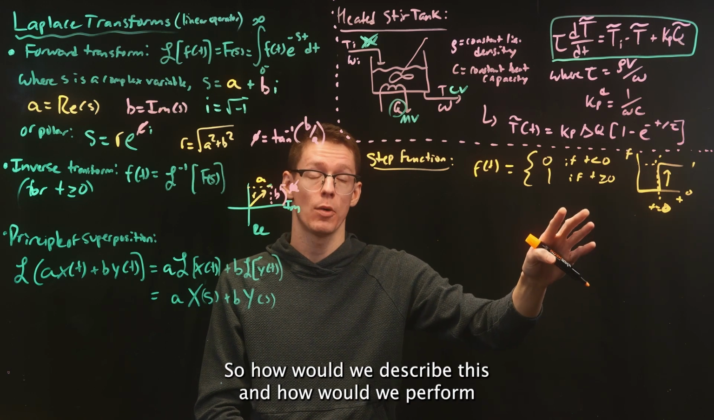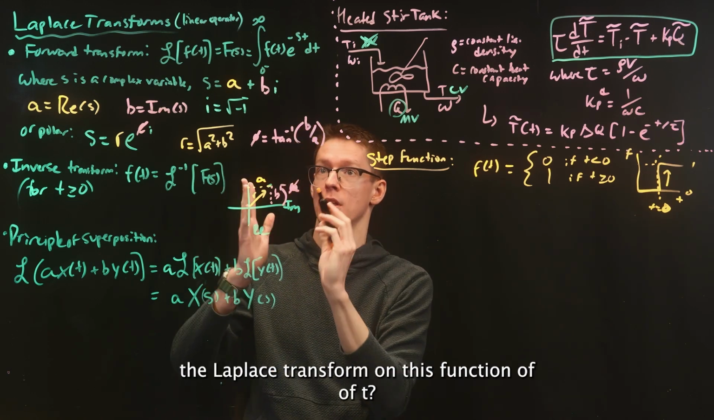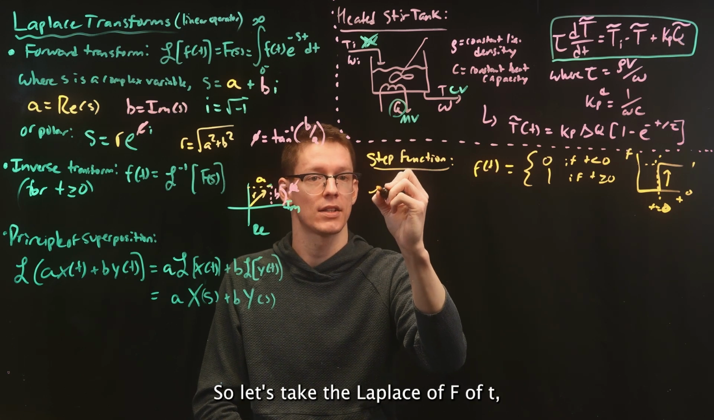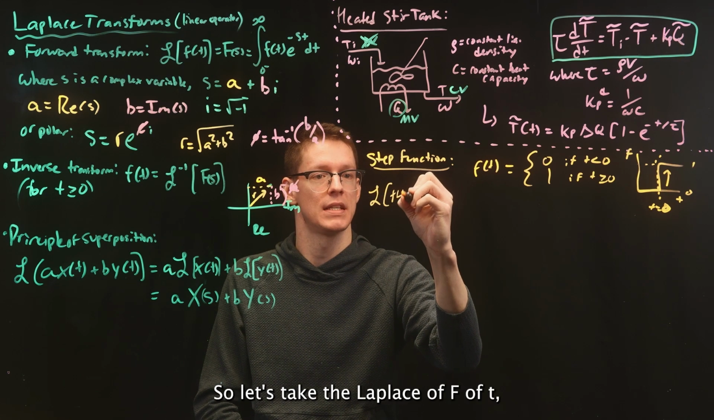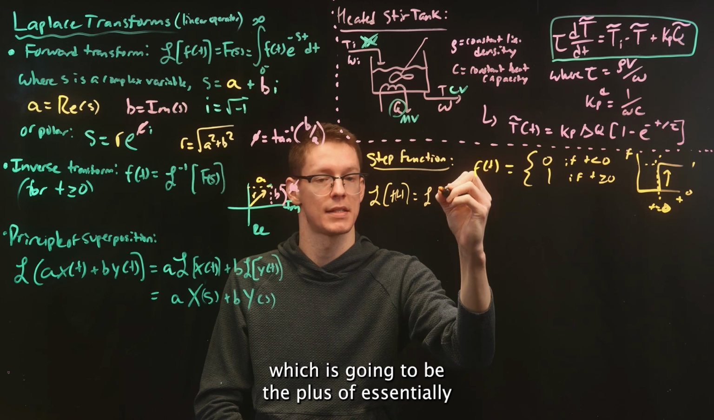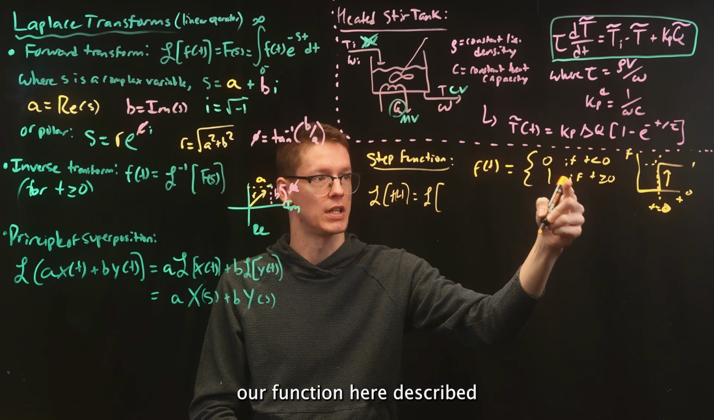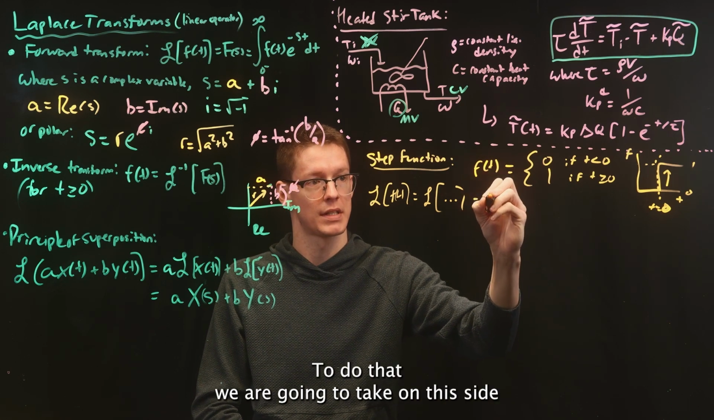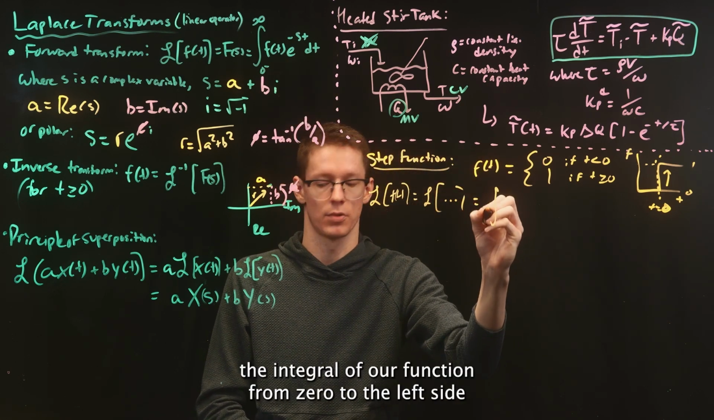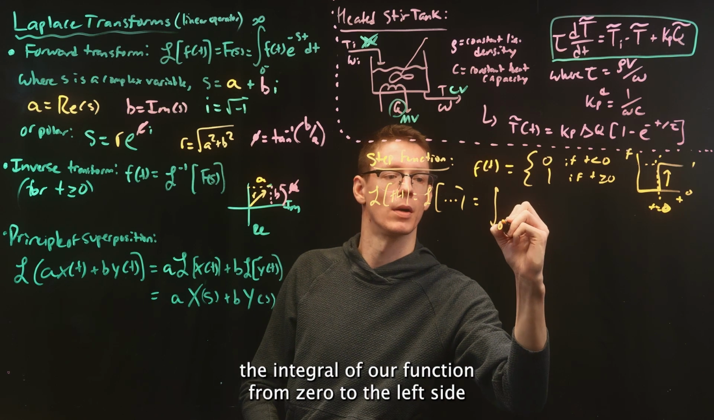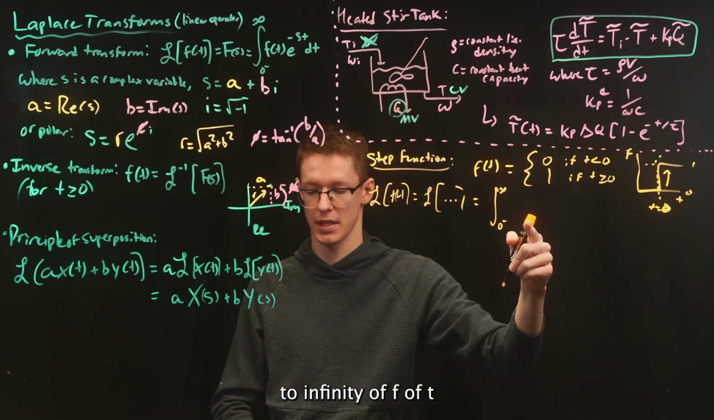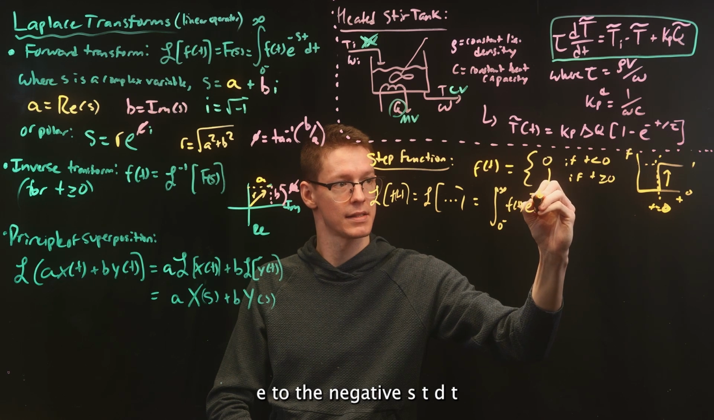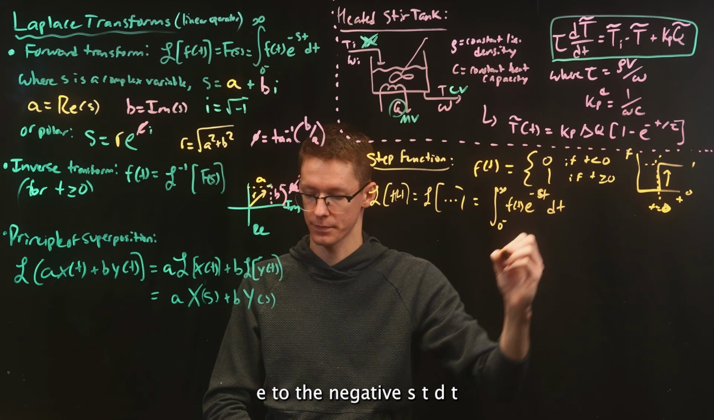So how would we describe this and how would we perform the Laplace transform on this function f of t? Let's take the Laplace of f of t, which is going to be the Laplace of essentially our function described right here. To do that, we are going to take the integral of our function from 0 to infinity of f of t e to the negative st dt.